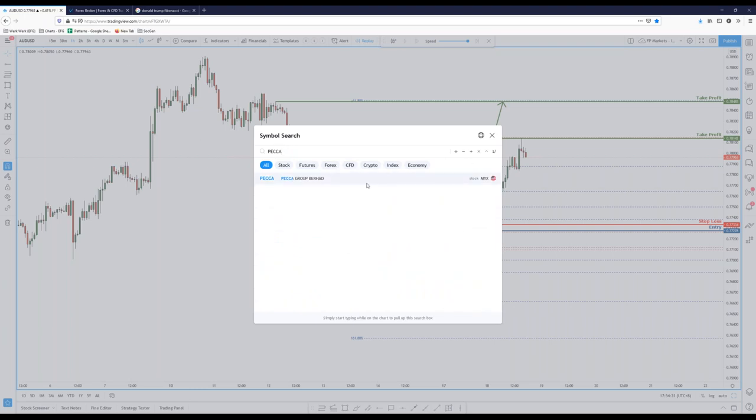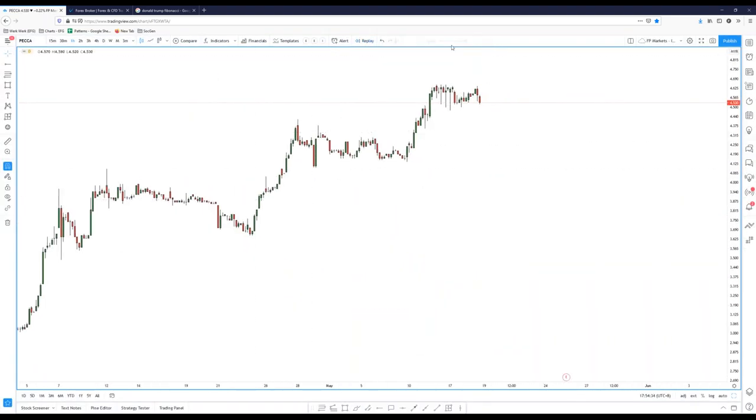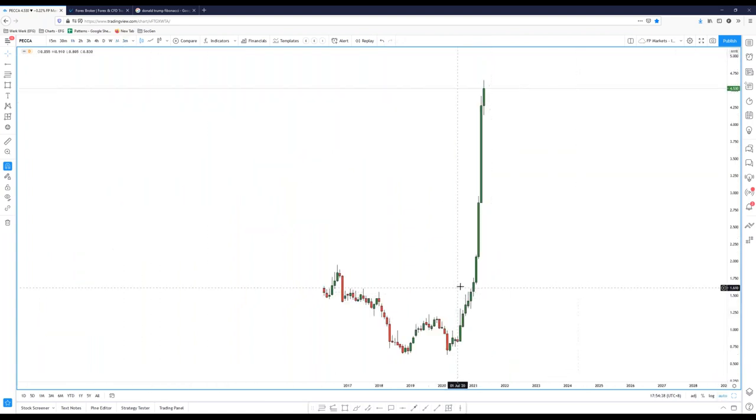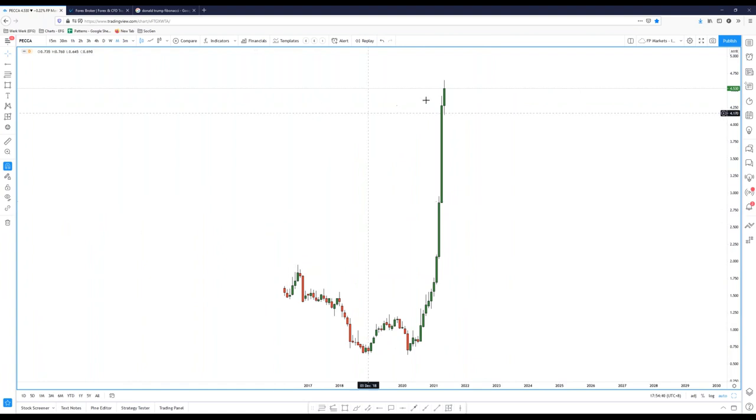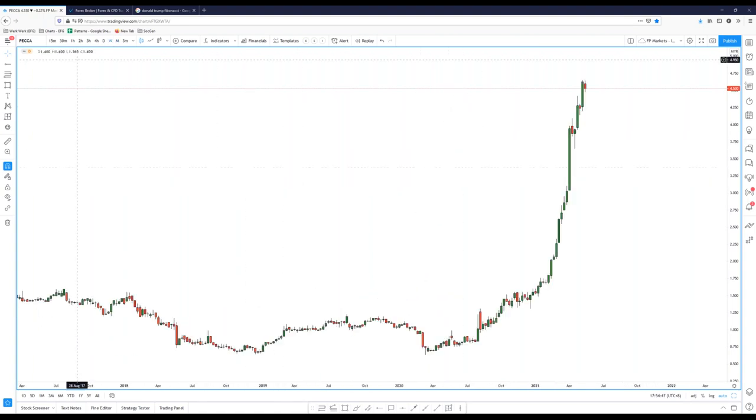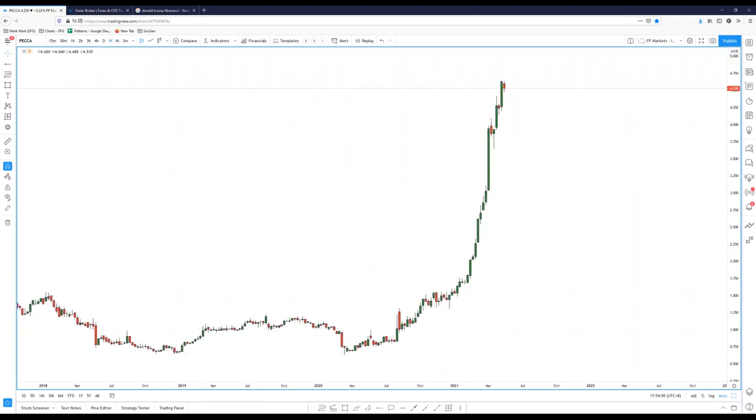Okay, so it's a Malaysian stock. All right, so let's get out of this replay mode. Let's start off with the long-term time frame. Like I said, I always like to look at the bigger picture. It's just straight up, okay? Nothing much to see. On the weekly, also straight up, nothing much to see, right?